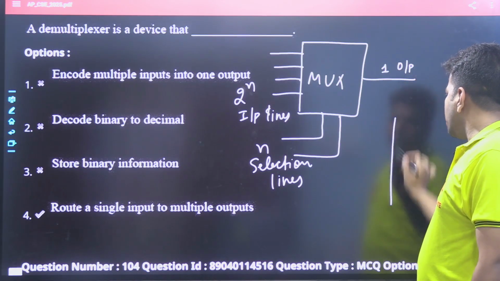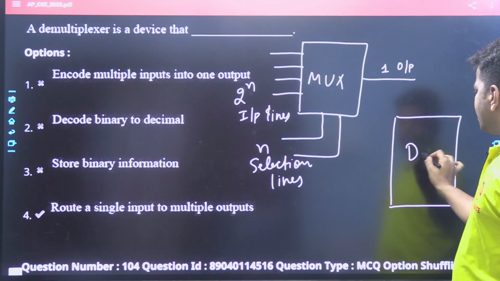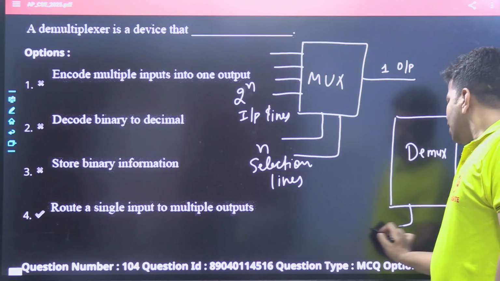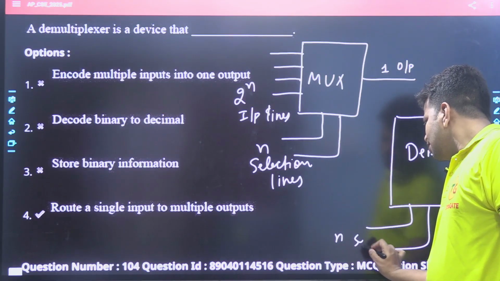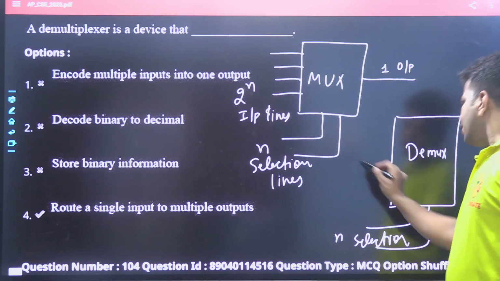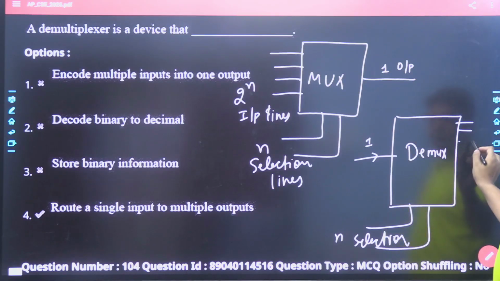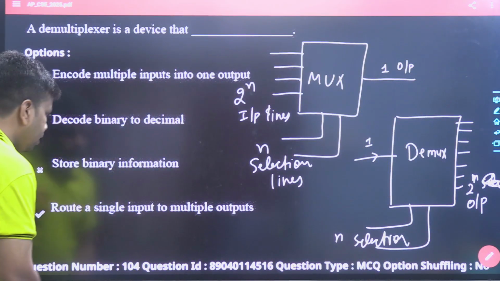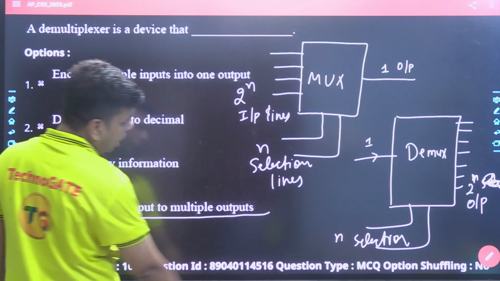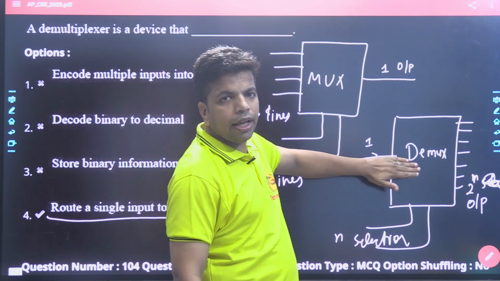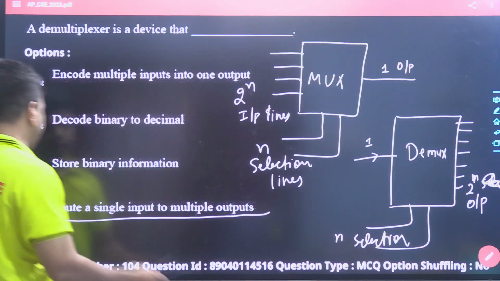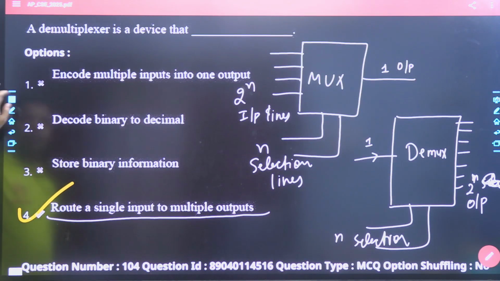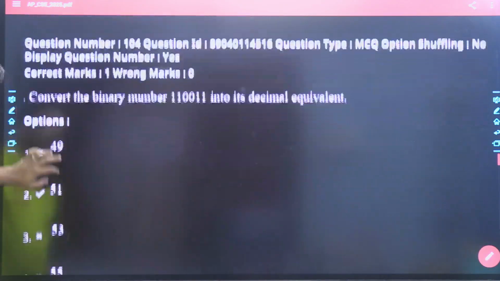While if we are talking about the demultiplexer, demux, again there are n selection lines, there is only one input line but 2 raised to n output lines. So these selection lines are going to decide which output line is going to produce the output. So it routes a single input to multiple outputs. There is a single input and corresponding to that multiple outputs. So that is the demultiplexer. So you can go with the last answer. Let's move to the next one.